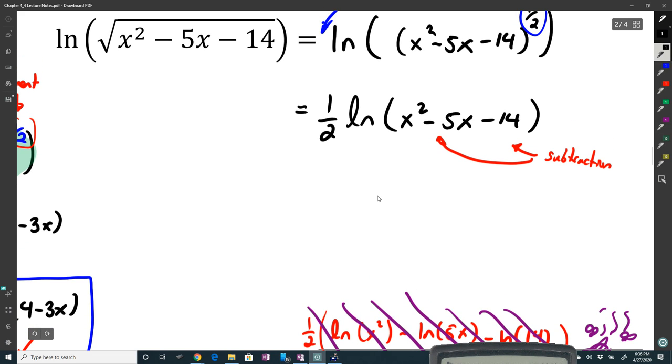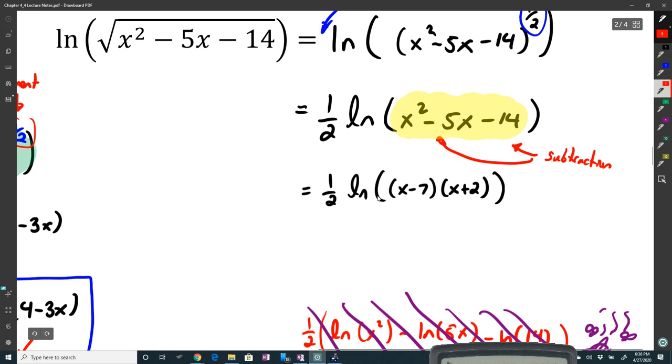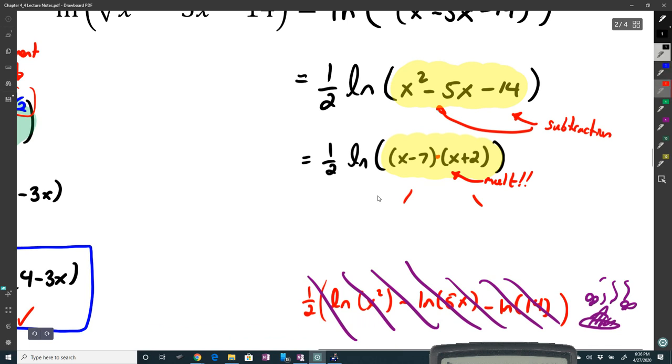Instead, what we can do is notice that this is factorable. I have 1/2 natural log, and on the inside, I can turn this into x minus 7, x plus 2, with the main idea now multiplication. So now I can split it up. So I have 1/2 ln of x minus 7, and then the 1/2 is going to distribute, and I have plus 1/2 ln of x plus 2.